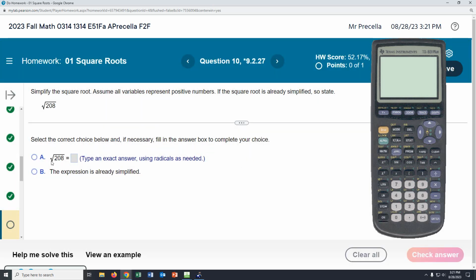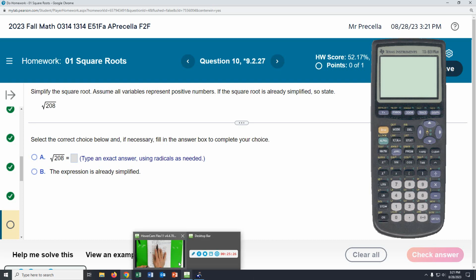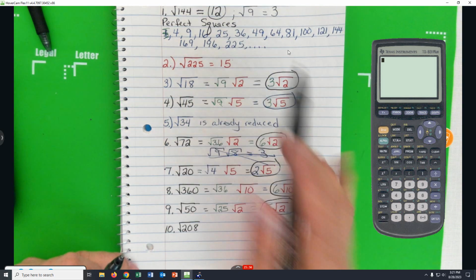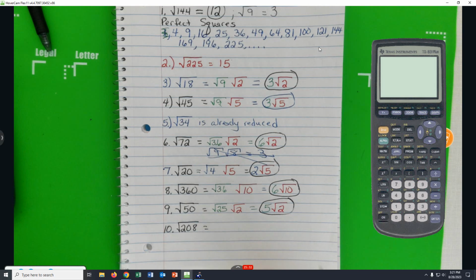Square root of 208. Huh. Is that a perfect square? No, because we listed them out through 225, and it wasn't listed there. So 208. Oh gosh. Well, let's see.